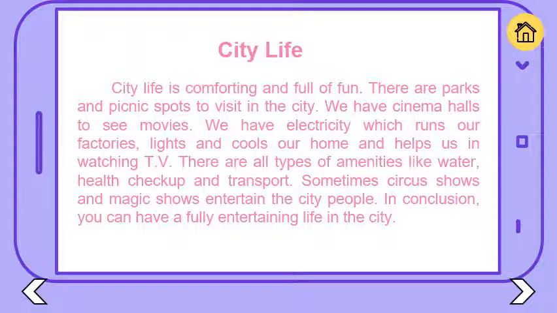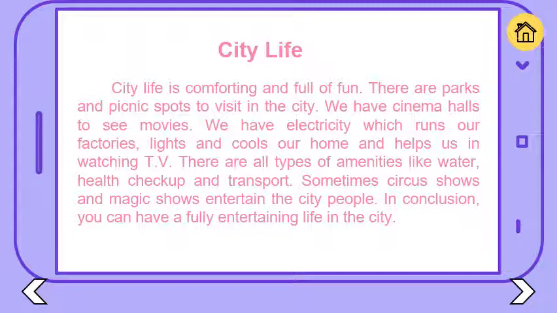City life is comforting and full of fun. So you see, in the topic sentence, I mentioned the main idea that city life is comforting and full of fun. So I'm going to talk in the details about how city life is comforting and full of fun. So let's start to give you information about city life.